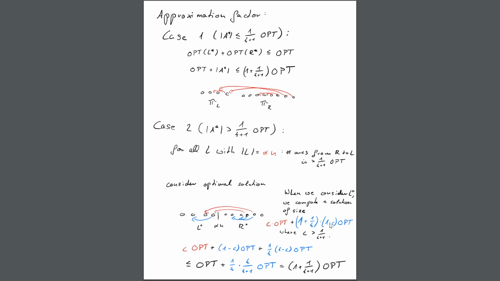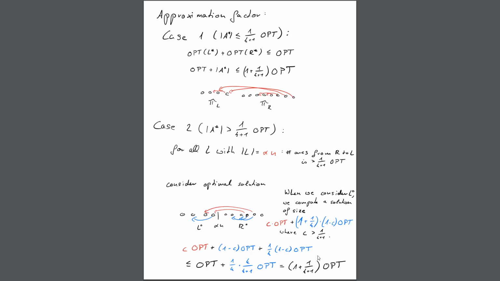This one here gives us 1 minus C opt, and this 1 over K gives us 1 over K times 1 minus C opt. But since C is larger than 1 over K plus 1, 1 minus C is smaller, well, at most K over K plus 1. And C times opt plus 1 minus C opt gives us opt. The K cancels out, so here we get a 1 plus 1 over K plus 1 approximation, which is what we aimed for. So this concludes the first example for feedback arc set.